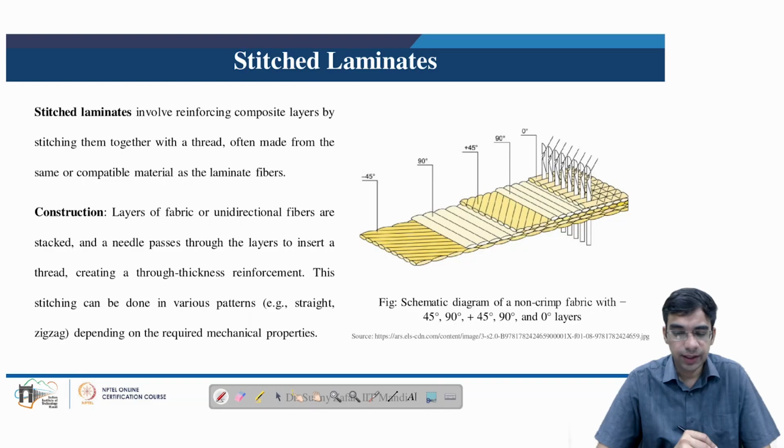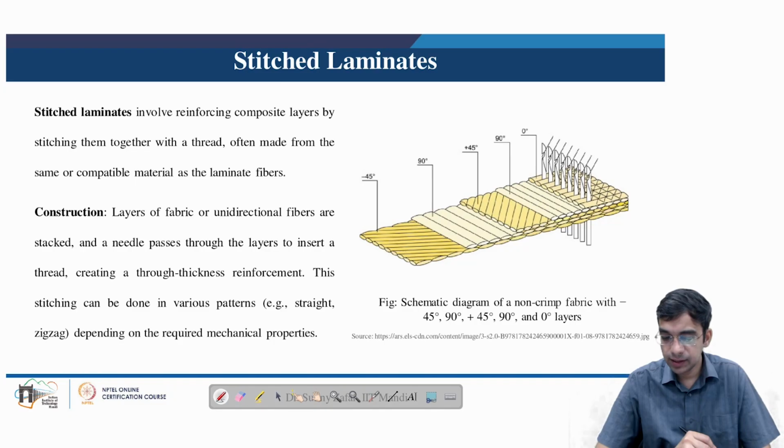Next are the stitched laminates. Stitched laminates offer a reinforcing composite layer by stitching the reinforcement together using a thread, often made up of the same or compatible material, such as the laminate fibers. In the construction, fabrics or unidirectional fibers are stacked and a needle is passed through to insert a thread, creating a through-thickness reinforcement. This stitching can be done in various patterns, and properties can be tailored as per the need of the end requirement.